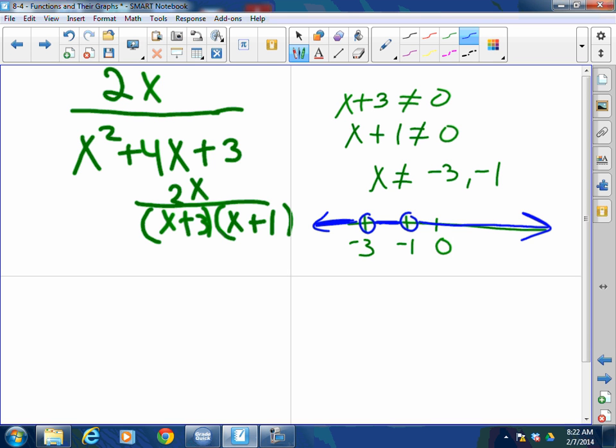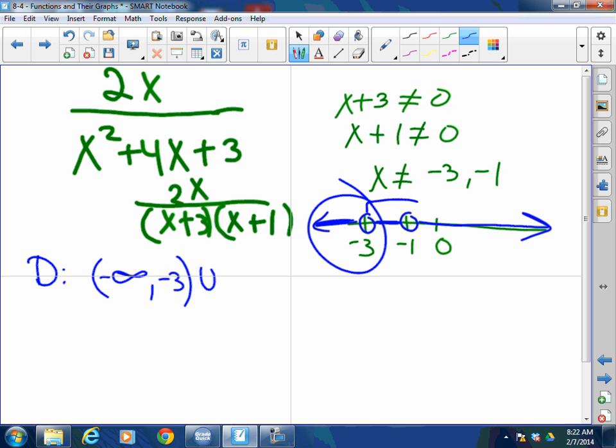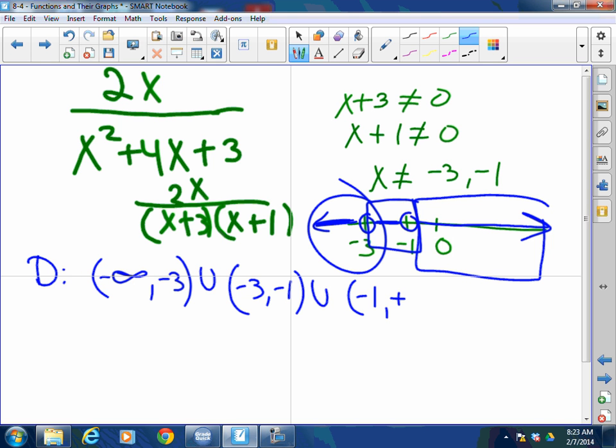Promise? Let's see how to write this in interval notation. How do we do this left side? My domain: negative infinity to negative 3. Heck yeah. In union with? Negative 3 comma negative 1, because that's included as well. And then in union with? Yes. Excellent.